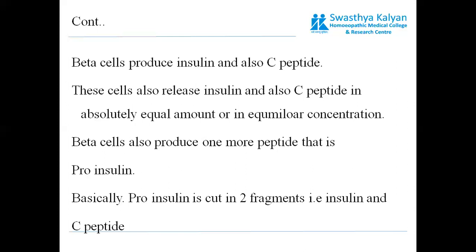So when beta cells are activated, they release insulin and C-peptide. Everyone knows that the beta cell releases insulin and C-peptide.